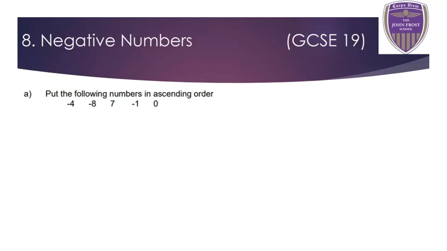So on to section 8 now, negative numbers. First one, put the following numbers in ascending order. So first of all, we need to understand what ascending means. It's usually going to say ascending or descending. Ascending means going up. So this means smallest to biggest. Ascending means going up, and descending means going down. So obviously that would be biggest to smallest. So put them in ascending order.